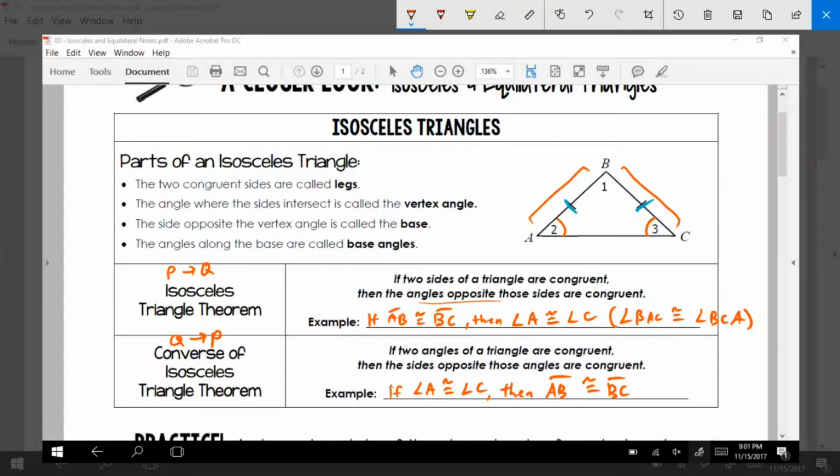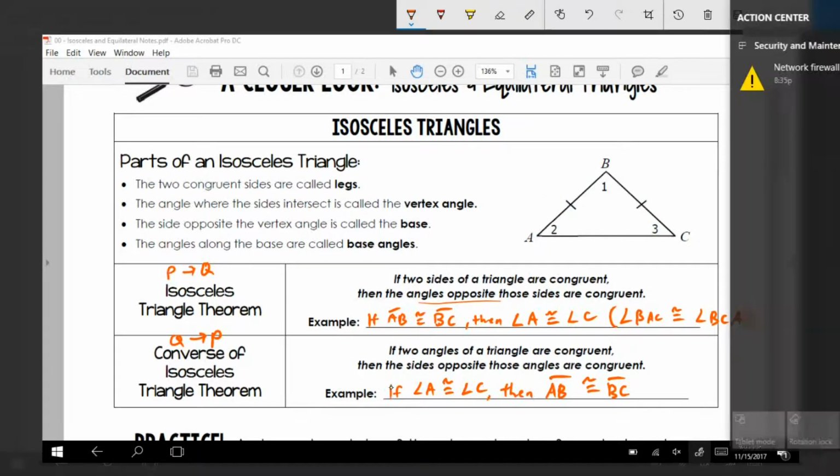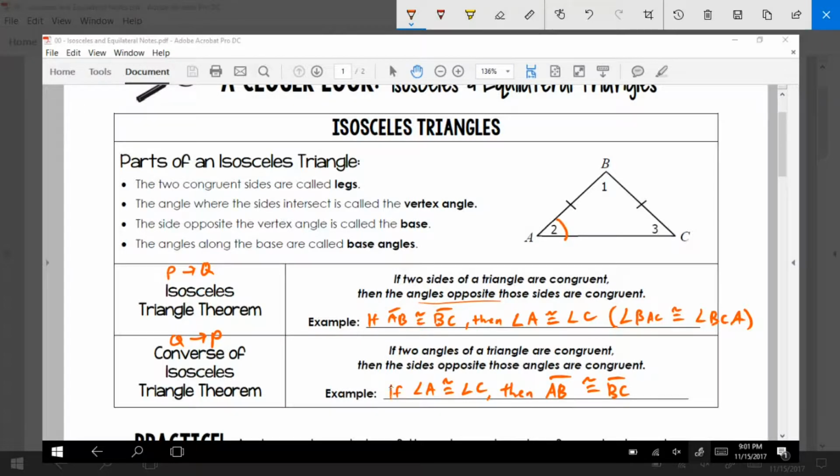Bam! There it is. And if you read the statement for the converse of isosceles triangle theorem: If 2 angles of a triangle are congruent, then the sides opposite those angles are congruent. So in our picture, take a look right here. If angle 2 and angle 3 are congruent, then the sides opposite those angles, that's going to be sides AB and BC, will be congruent. And that is the converse of isosceles triangle theorem, and this is always true as well.